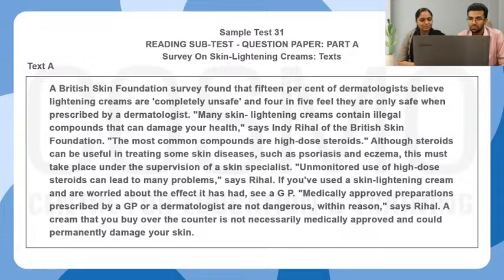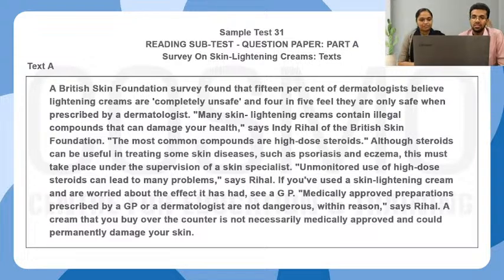Any responses? Anybody got the answer? If you could pick out the answer, please respond. Yes, Nidhu Varghese has got the answer correct. The answer is steroids. Right.